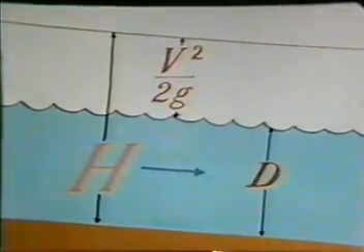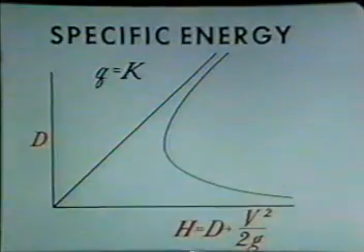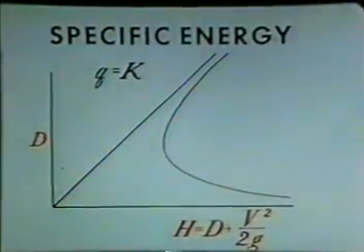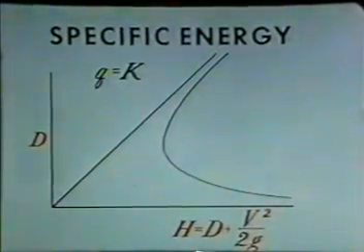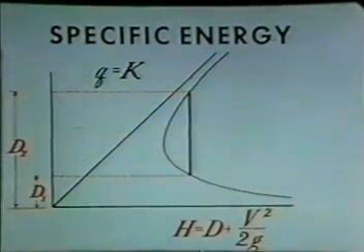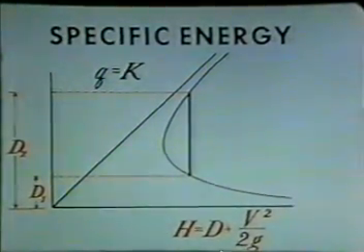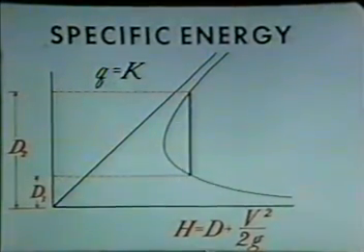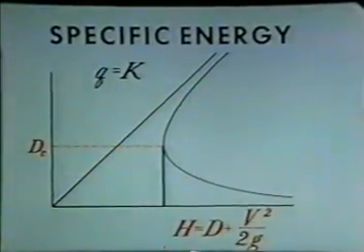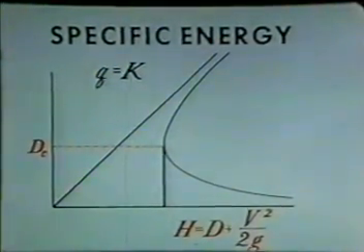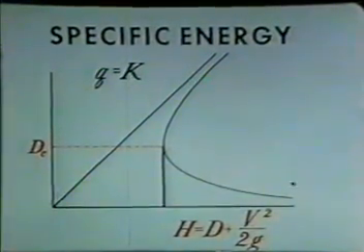This is the specific energy diagram. Specific energy is plotted against depth with discharge held constant. For a given specific energy, two depths of flow can occur. At one point, specific energy is a minimum and only one depth occurs. The depth at this point is the critical depth, and the velocity corresponding to this depth is the critical velocity.